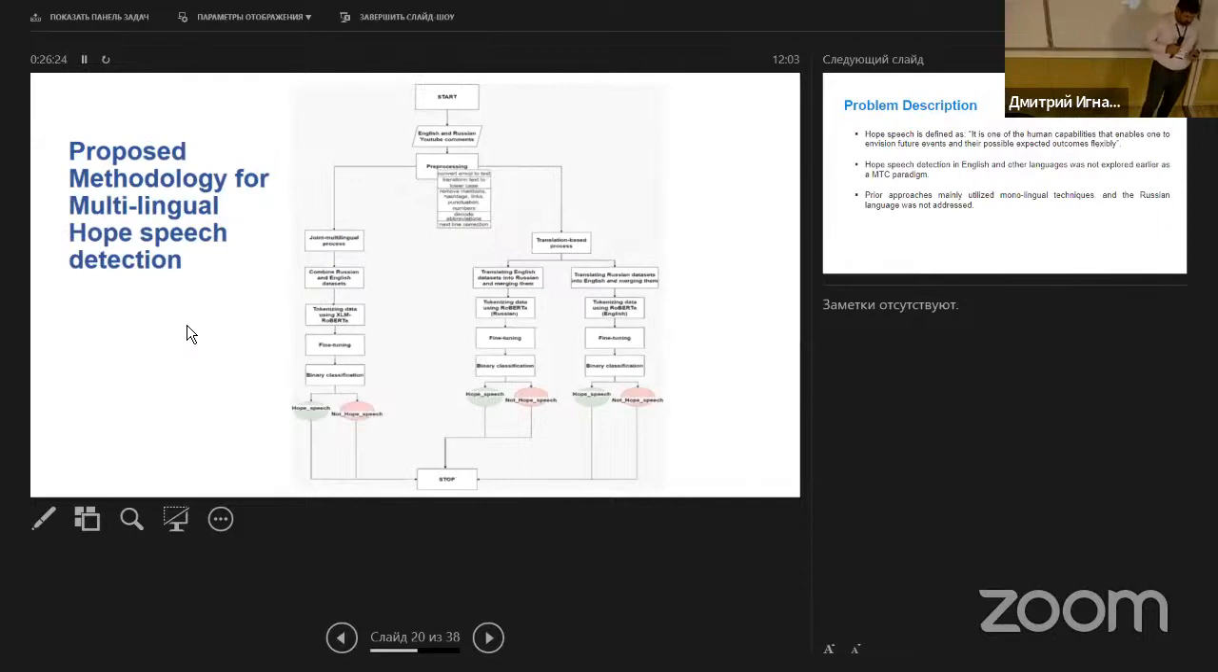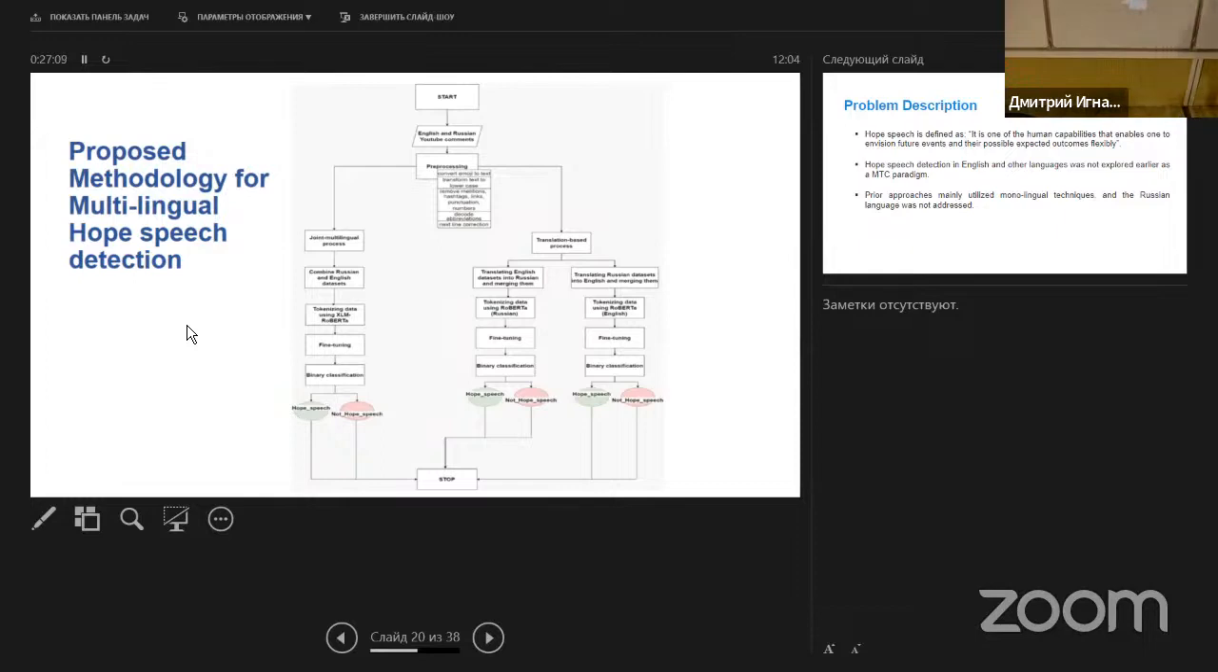Then here I added the proposed diagram of multilingual hope speech detection in English and Russian. I will briefly describe this block diagram. Here you can see the English and Russian YouTube comments. We use YouTube data for English and Russian hope speech classification. After that, the pre-processing steps are added. Then we apply two methodologies. The first one is joint multilingual, and the second one is translation-based.